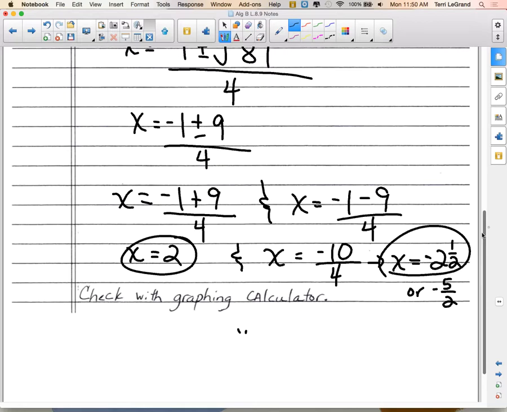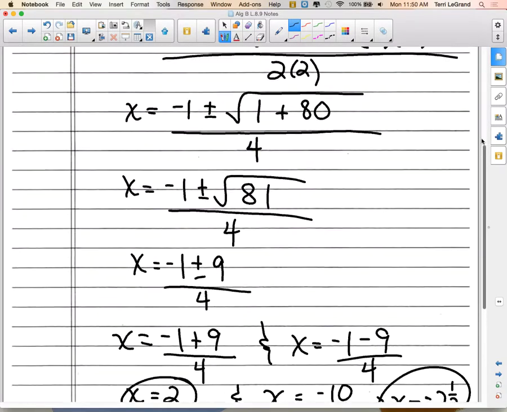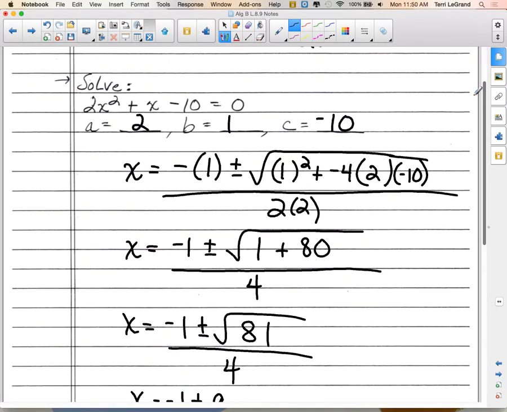Now let me plant a little seed here also. Even though they are both integer values, because they are nice numbers, in other words, negative 2.5 is still a nice number, we could have factored this one also. We could have solved by factoring. This was one though where a was not equal to 1, so it would have been a little bit more work to solve by factoring because we would have had to use the diamond method and then factoring by grouping. Then we would have set each factor equal to 0, and we would have gotten these two solutions.